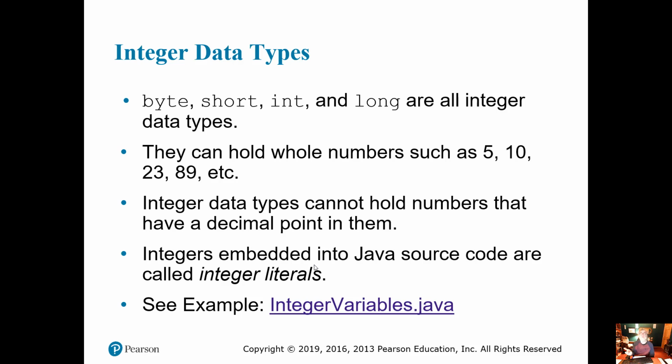Again, byte, short, int, long are all integers. They cannot have anything to the right of a decimal point. They hold whole numbers, and they show some examples: 5, 10, 23, 89. So again, no decimal points.